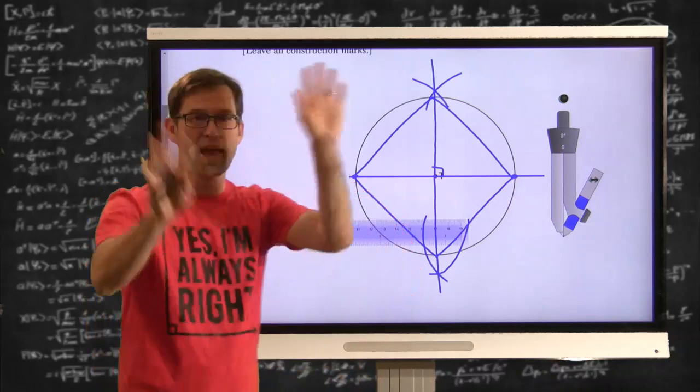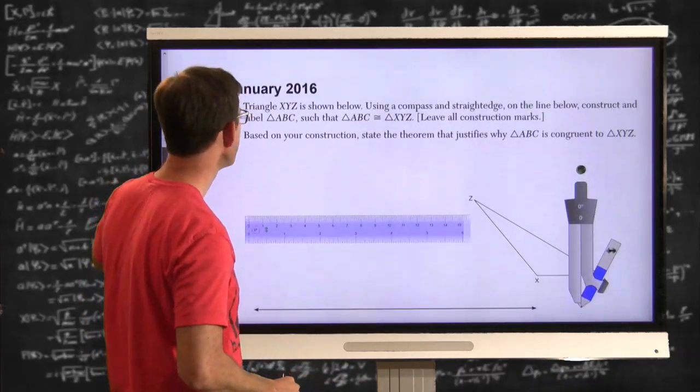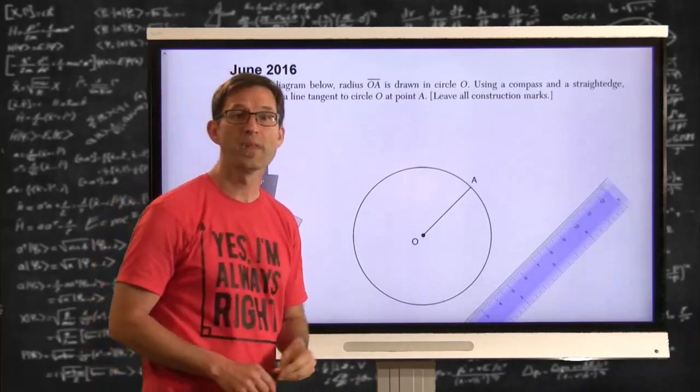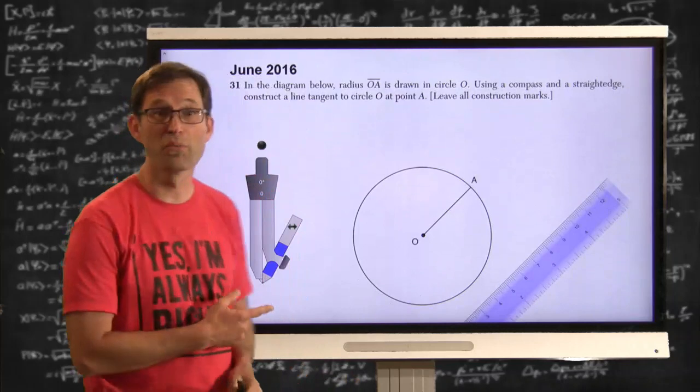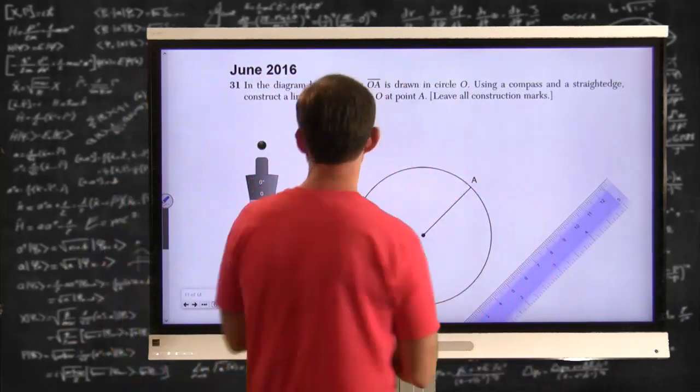Let's do another hand-waving construction so we can take a shot at getting to the last slide. June 2016. Did you like how I breezed past the last? It was copying a triangle. Those are easy. June 2016, number 31.